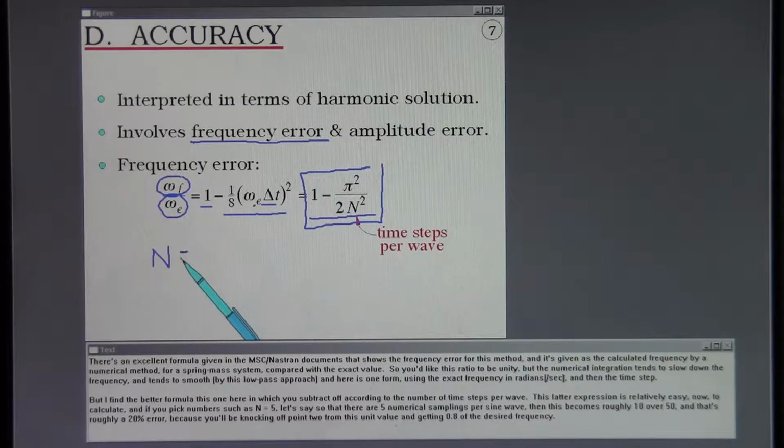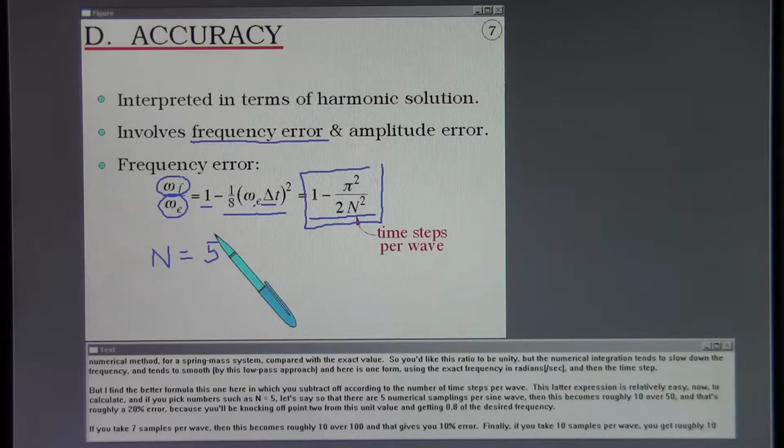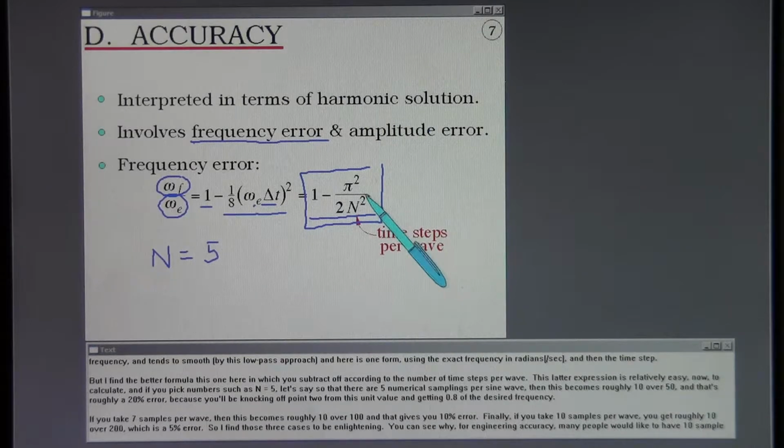This latter expression is relatively easy now to calculate, and if you pick numbers such as n equals 5, let's say, so that there are 5 numerical samplings per sine wave, then this becomes roughly 10 over 50, and that's roughly a 20% error, because you'll be knocking off 0.2 from this unit value and getting 0.8 of the desired frequency.